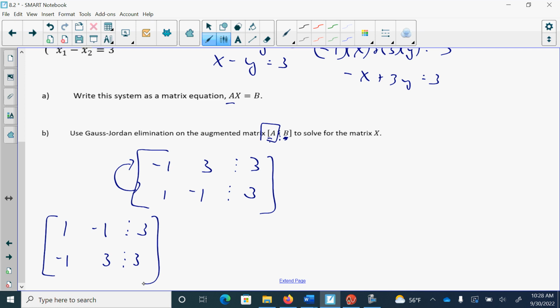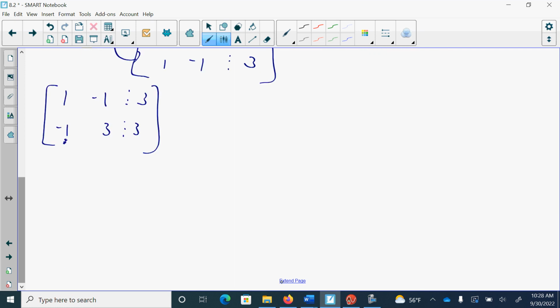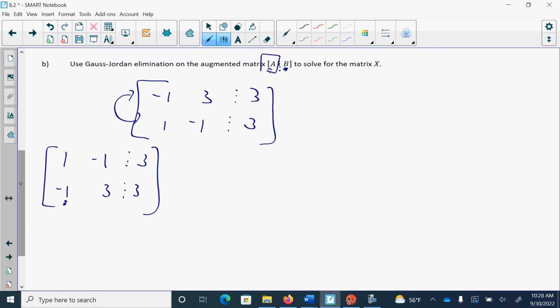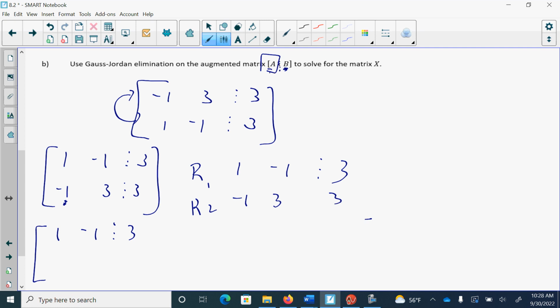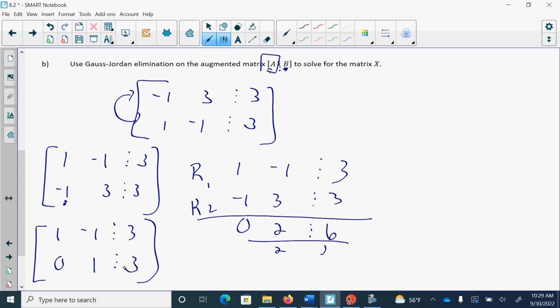Now, remember, so I have that 1. I want to make this a what? 0. So what am I going to do to make that a 0? Add the 2. So row 1 is not going to change. So I'm going to take row 1, and I'm going to add it to row 2. And when I do that, I get 0, 2, 6. What am I going to want to do at this point? Divide by 2. So when I go to write it in here, I'm going to write 0, 1, 3.